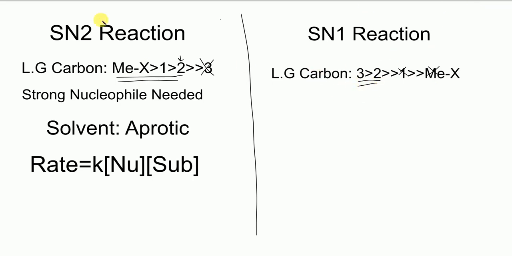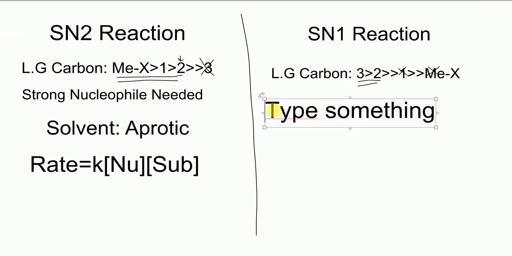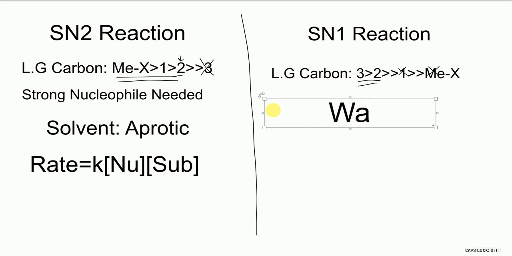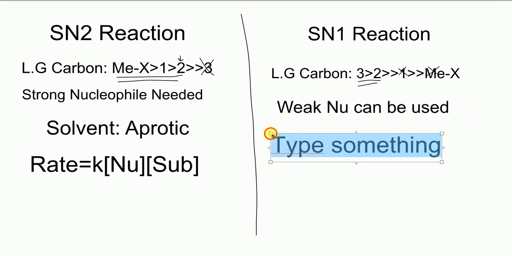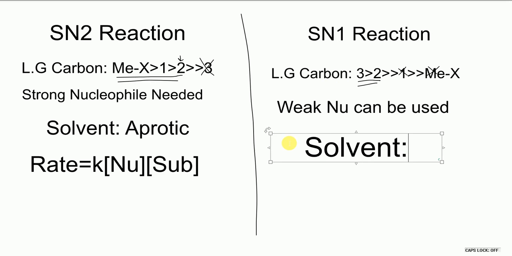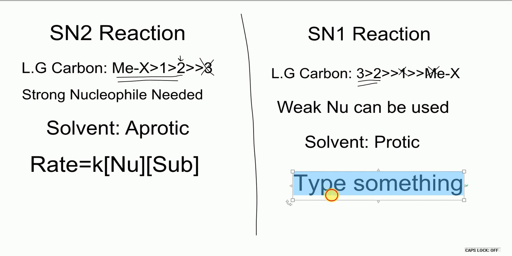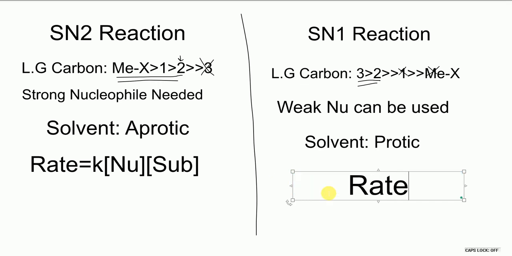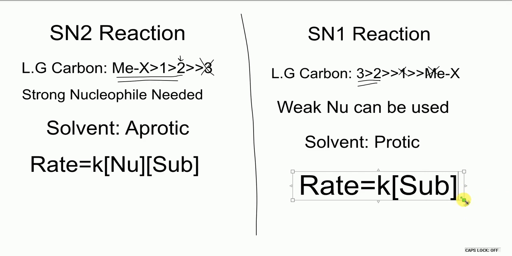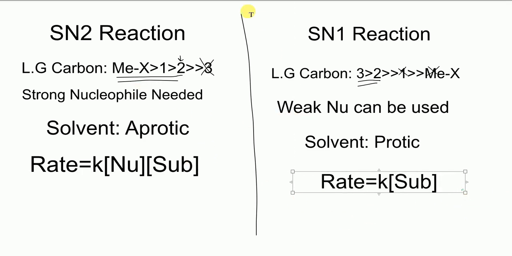This will make sense as I give more examples. For SN1, a weak nucleophile can be used, and the solvent must be protic, which helps. The rate is equal to K, and it's only dependent on the substrate. So we have these things.